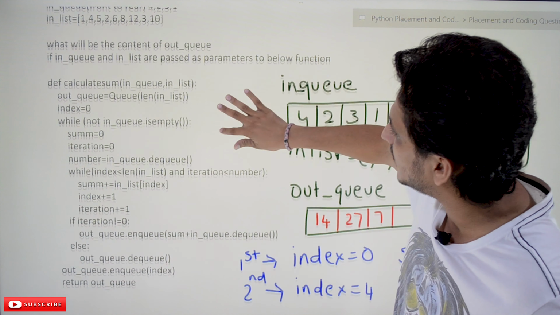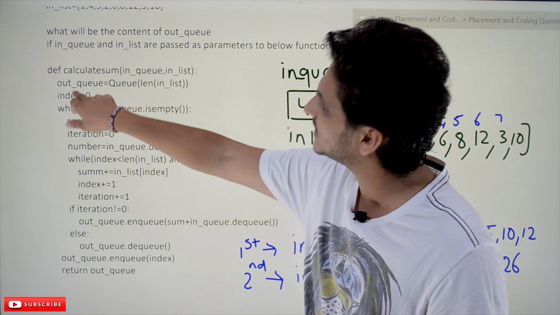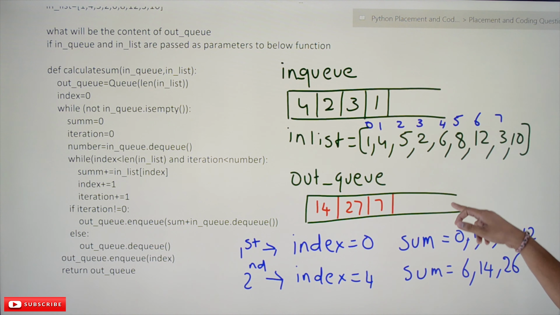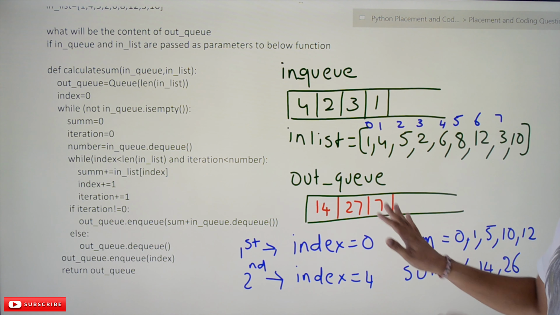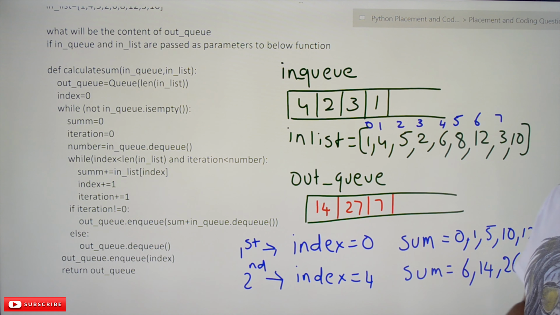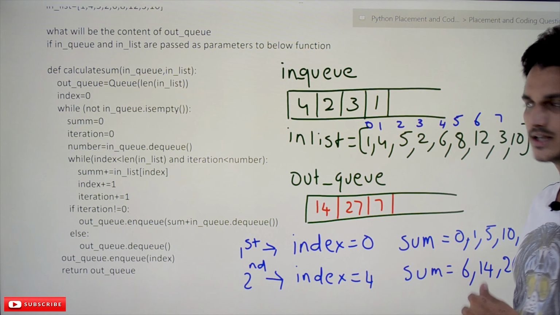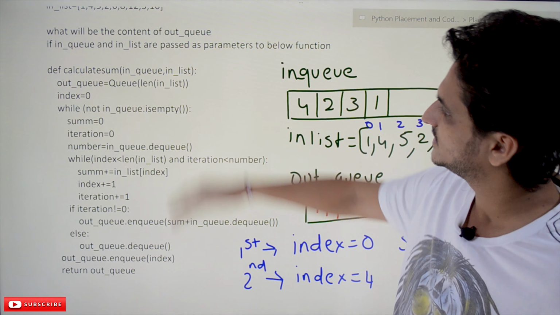So what's the function, what's the loop it is going to do here? It has created another queue, out queue. So this is our out queue. Elements are not there in the out queue initially. After executing this function, these are the elements that are present in the out queue. So we have written the elements. Let's understand step by step how this coding is executing.